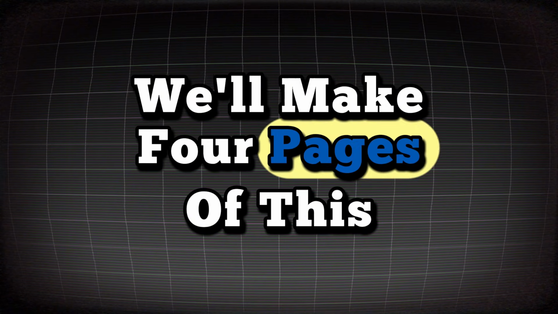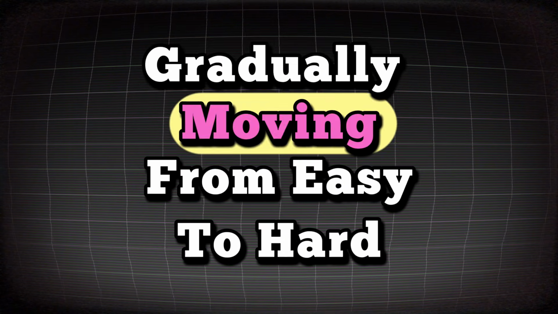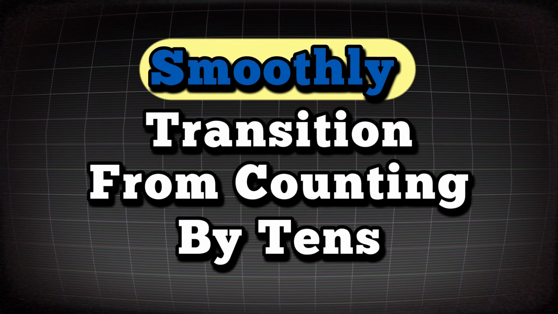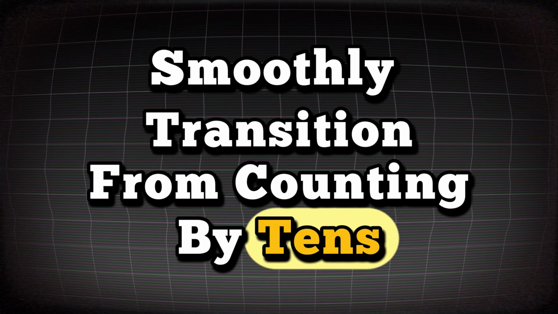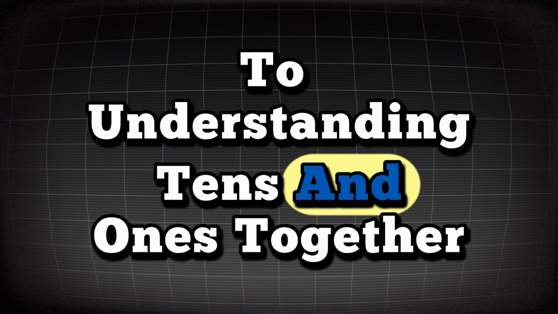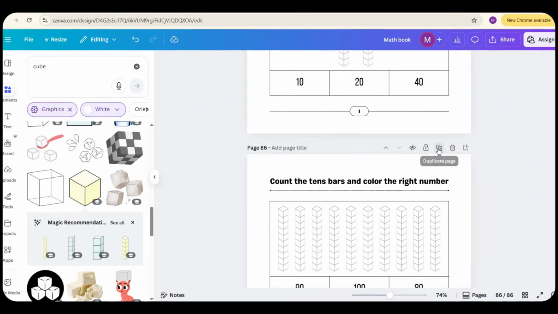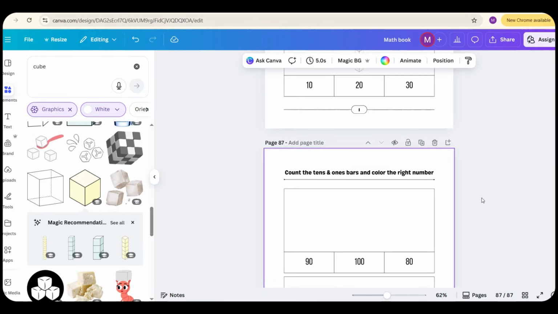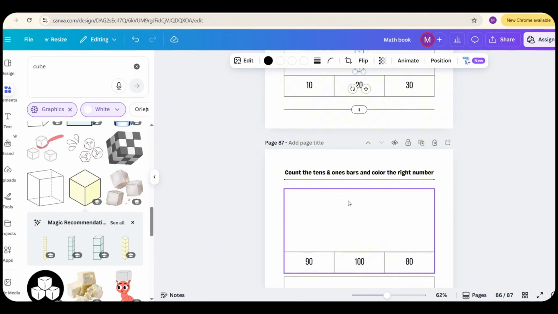We'll make 4 pages of this new version, gradually moving from easy to hard, just like we always do. And this will help the child smoothly transition from counting by tens to understanding tens and ones together. Perfect! Now we'll copy the last page we designed and just change the title to Count the Tens and Ones bars. This signals the new challenge.